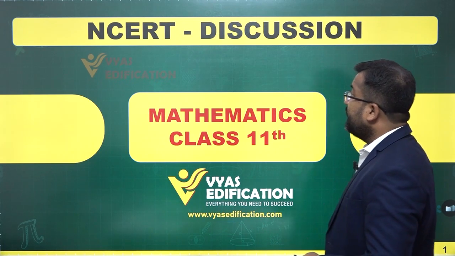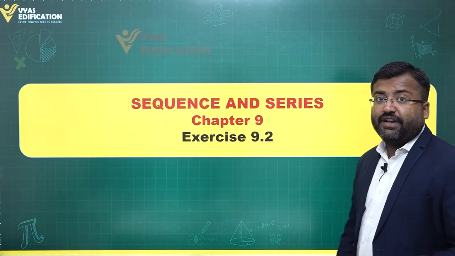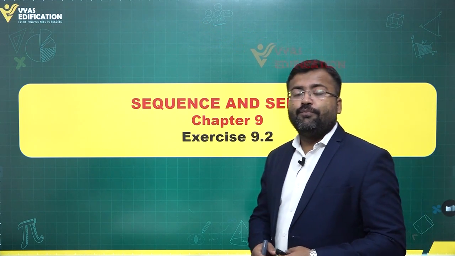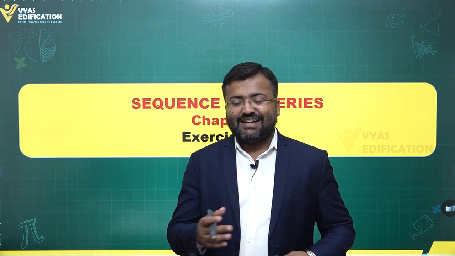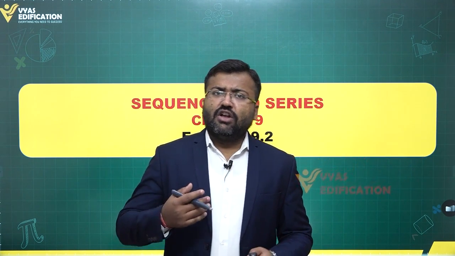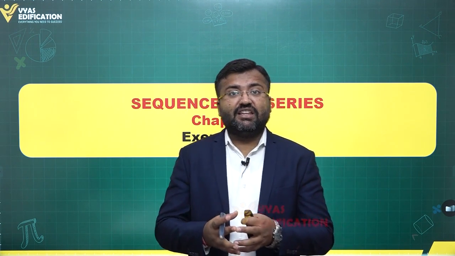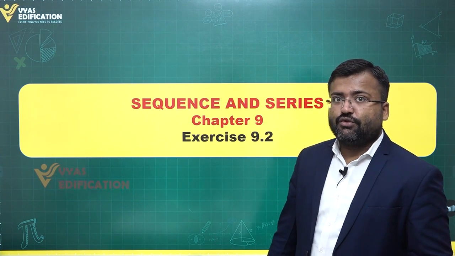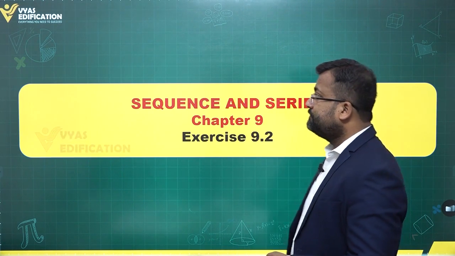In this series of NCERT discussion, we'll continue further with Mathematics class 11th. The chapter that we're dealing with is sequence and series. And now is the turn of exercise 9.2. This particular exercise is based upon arithmetic progression and its related concepts. So along with the questions, we'll be seeing the concepts involved in this particular exercise, and obviously you'll be benefited with the concepts with the solutions of each and every question over here.